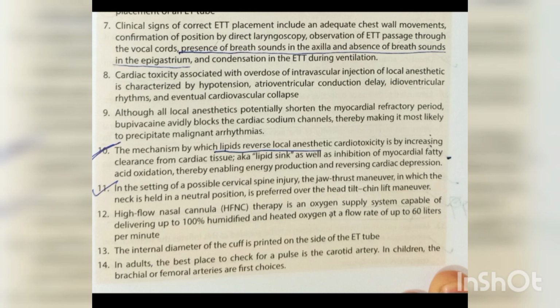Clinical signs of correct ET tube placement include adequate chest wall movements, confirmation of position by direct laryngoscopy, observation of ET tube passage through the vocal cords, presence of breath sounds in the axilla and absence of breath sounds in the epigastrium, and condensation in the ET tube during ventilation.